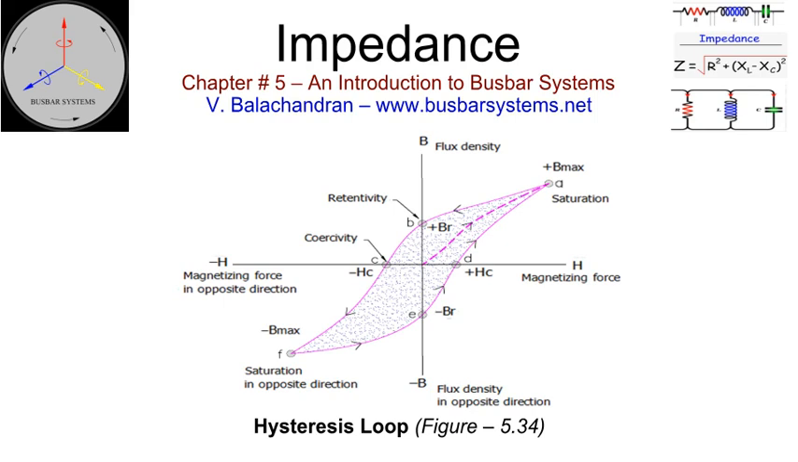This area, therefore, represents the energy loss due to hysteresis per cycle of magnetization and demagnetization. The area of the loop is also dependent upon the flux density and varies proportionally to its maximum value with an exponent depending upon the material.